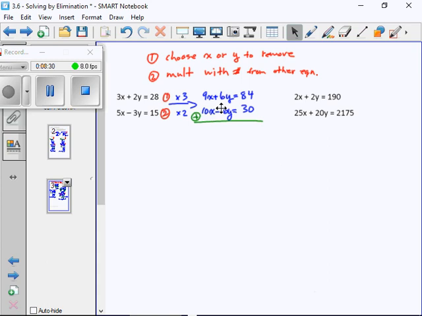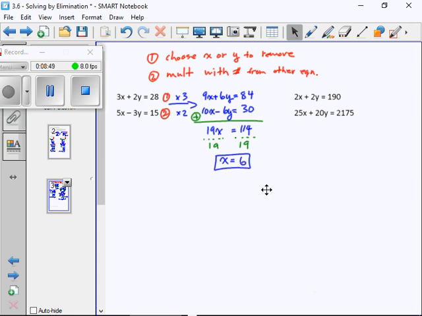The minus 6 and the plus 6 disappear, but now we have 19x is equal to 84 plus 30, which is 114. So the next thing that we have to do is divide both sides by 19. And we end up with x is equal to 6.